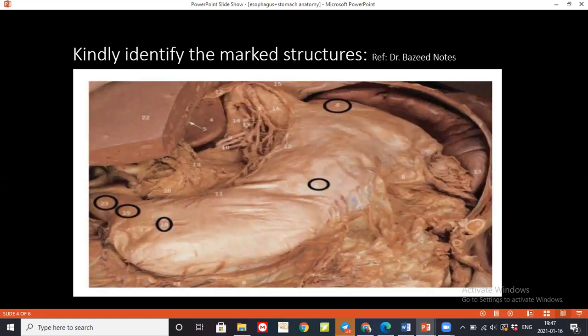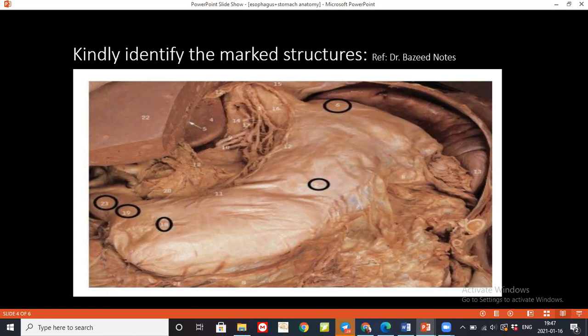The left is the branch of the celiac trunk. The right is the branch of the hepatic artery proper. And also there is the left gastroepiploic artery, the branch of the splenic artery, and the right gastroepiploic artery, the branch of the gastroduodenal artery. And there are short gastric arteries supplying the fundus, branches of the splenic artery.